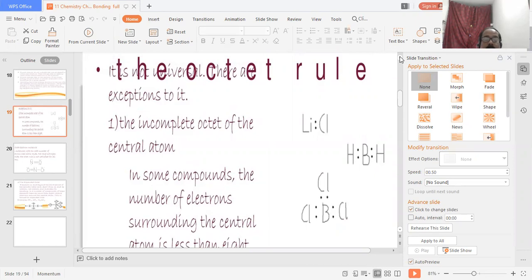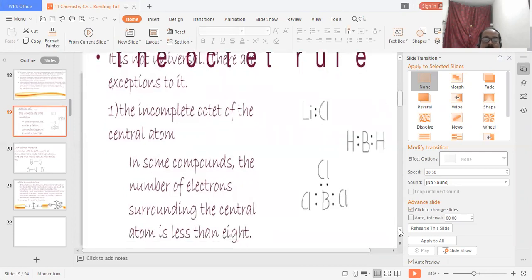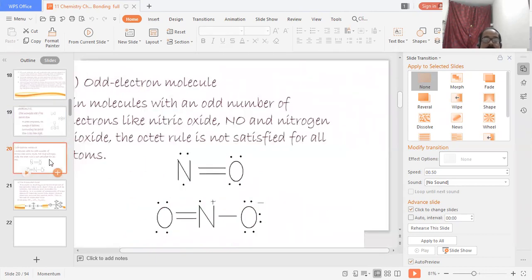This is related to some exceptions to the universal octet rule. The incomplete octet is in the central atom. So in some compounds, the number of electrons surrounding the central atom is less than 8. Just see here, like BeH2 or LiCl or BCl3. And odd electron molecules, with an odd number of electrons, like nitric oxide, nitrogen oxide and nitrogen dioxide.